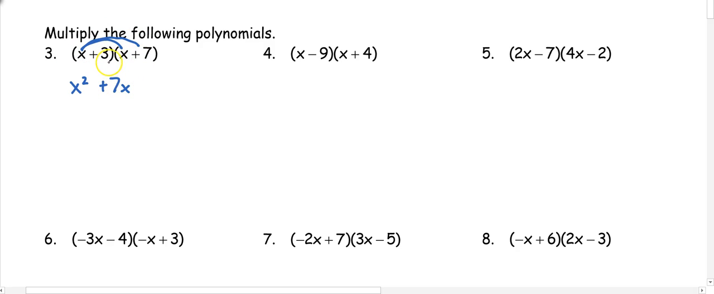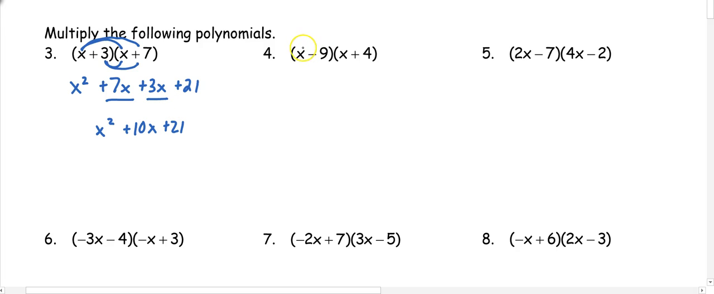Then we're going to do distributive property again with the other term, which is 3. So we're going to do 3 times x and 3 times 7. 3 times x is 3x. 3 times 7 is 21. Notice that I have two x terms. I have a 7x and a 3x, so I'm going to combine like terms. So I get x squared plus 10x plus 21.